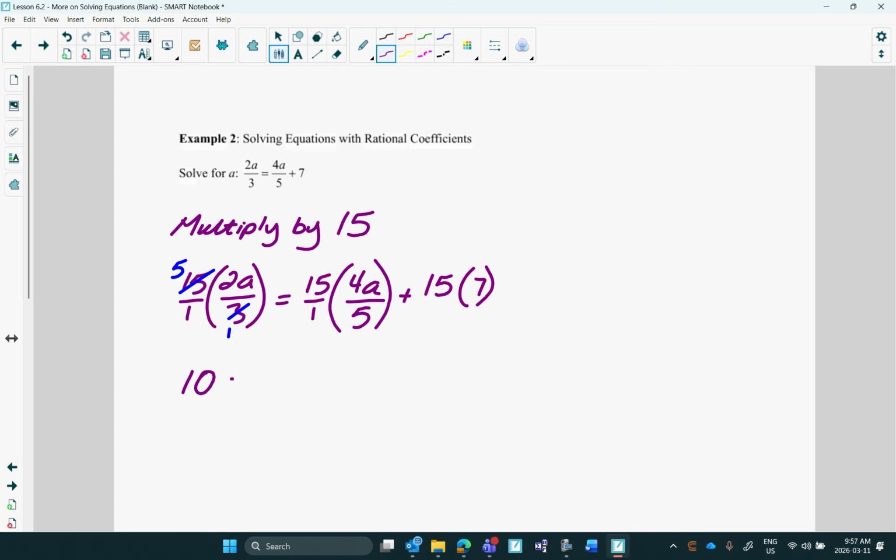10a, right. What do these reduce to here? 1 and 3, yes. So the fraction will disappear, and notice what you have up top, 3 times 4a. 12a. And then this, there's no reducing because there's no fraction, it's just 15 times 7. 105.